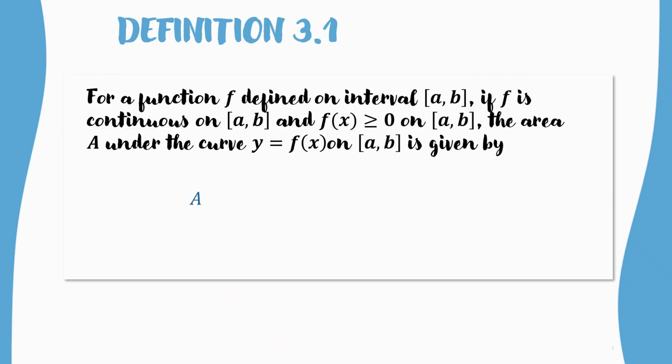The previous question, what did we do? We applied large values of n, right? So we are going to connect it with our definition 3.1. Limit n approaching infinity, sigma i equal to 1 to n, f of xi delta x is nothing but our area. So hereafter, you can use the formula limit n approaching infinity, sigma i equal to 1 to n, f of xi delta x to find the area.